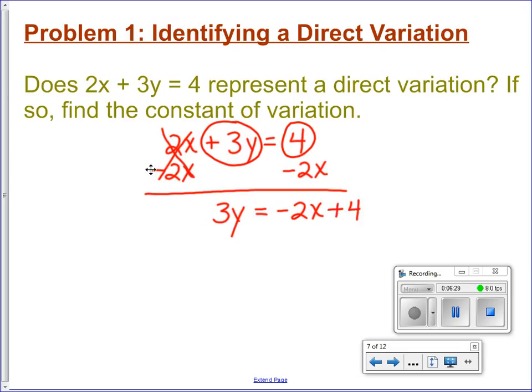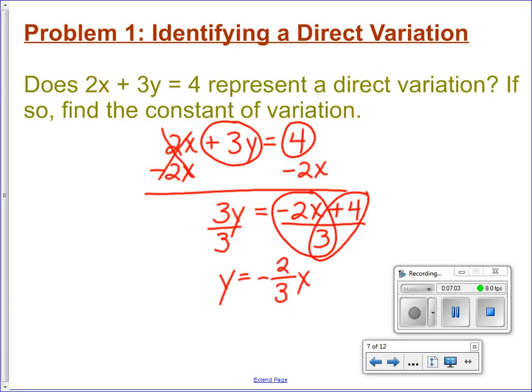My last step is to separate the 3 from the y, and because it's multiplied together, we're going to divide by 3. And we have to divide the whole other side by 3 as well. 3y divided by 3 is 1y. And we're going to separate these now. I have negative 2x over 3, which would be negative 2/3 x. And 4 over 3 would simply be 4 over 3.